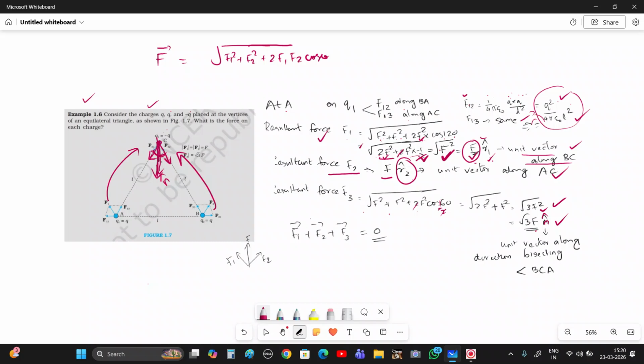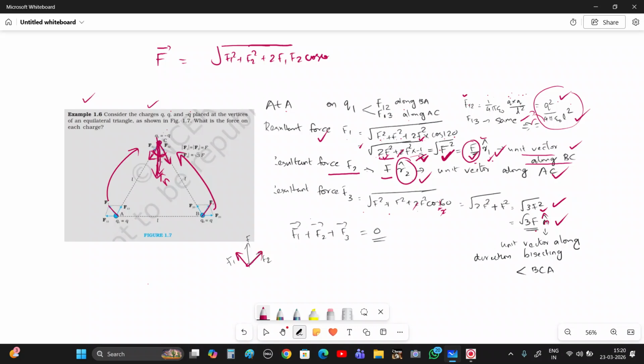Now, these are the forces on each charge. On the first charge, the force is F into R1 cap. On the second charge, the force is F into R2 cap. And on the third charge, the force is root 3 F n cap. Also, you can see this is the direction of F1, right? And this is the direction of F2.